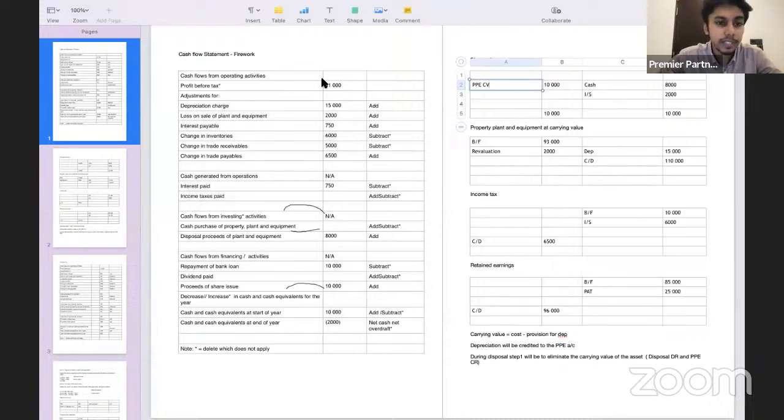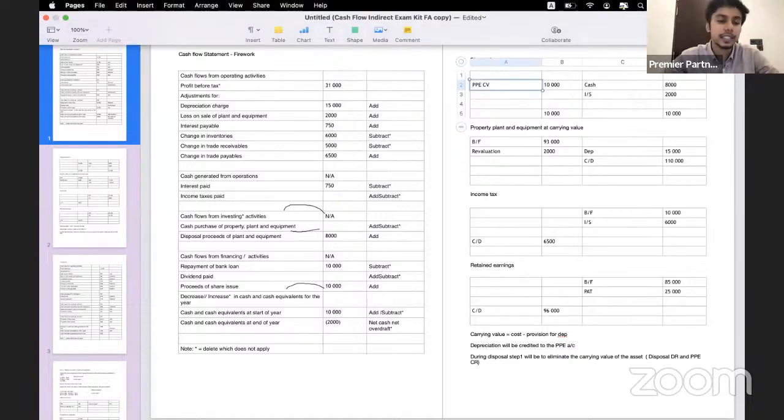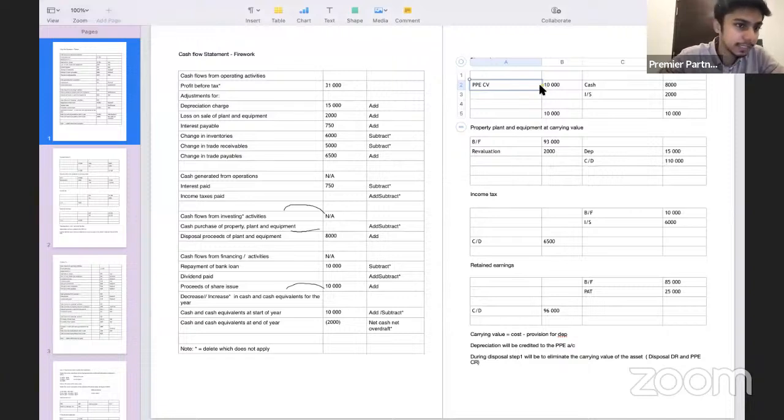Okay, guys, can you remember when I started the class, I said something important to you? During disposal, step number 1 is eliminate the carrying value of the asset. Now, normally in our A level and all, we used to do remove the cost, remove the provision, not like that. When it comes to PPE carrying value, we don't remove cost and provision separately. We remove what? The carrying value. So therefore, guys, this 10,000 is the carrying value of the asset.